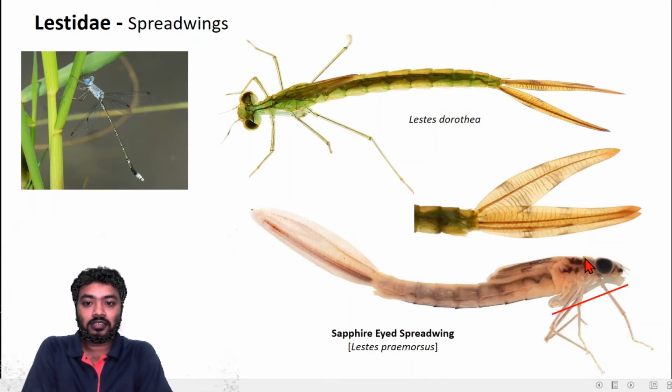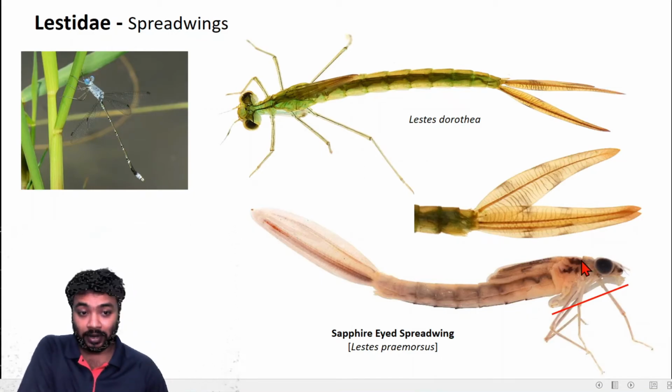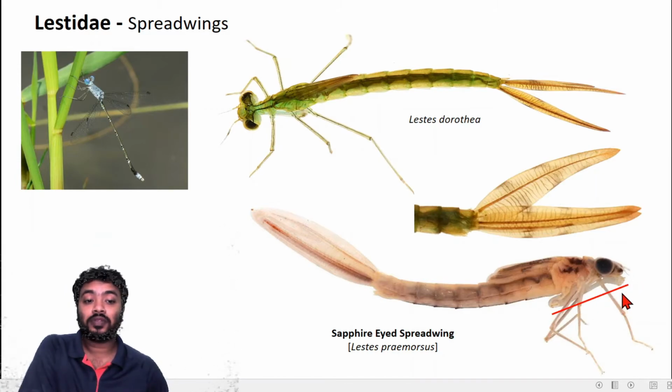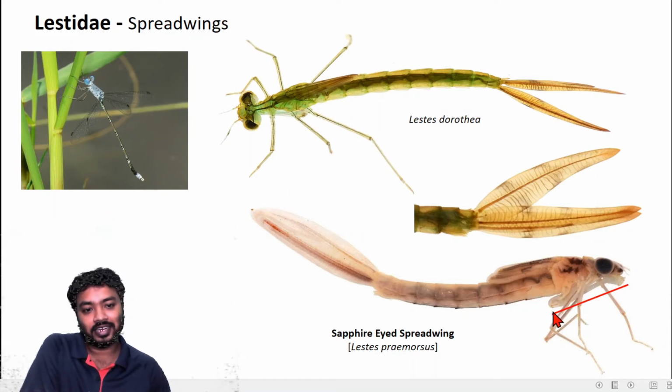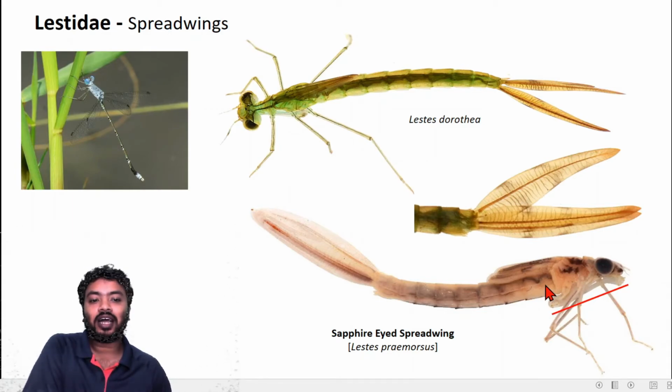So Lestids are the spread wings. It is very easy to identify a Lestidae or spread wing larva just by looking at the length of the labium. The labium is very long. The base of the labium crosses the legs and the coxa of all the legs. So it almost reaches the abdominal segments.